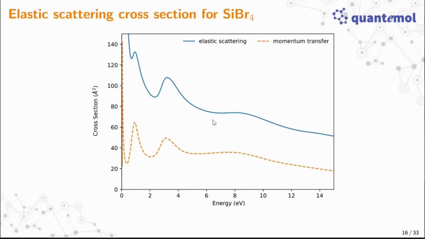There are a set of resonances that are found in both the elastic scattering and momentum transfer. Magnitudes are reasonable. There is some literature data on SiBr4. There are calculations maybe from 25 years ago with perhaps less accurate methods than the R-matrix method. Those calculated cross sections in this energy range of about 80 to 100 square angstroms. So we're in that ballpark. Magnitude looks reasonable. Nothing particularly unreasonable about these resonances either. So this looks good.